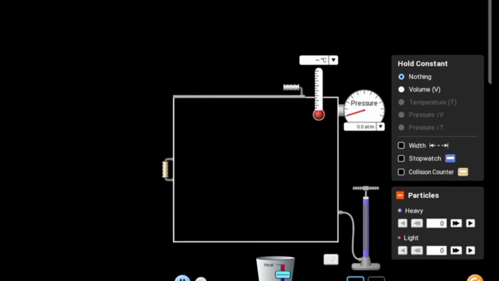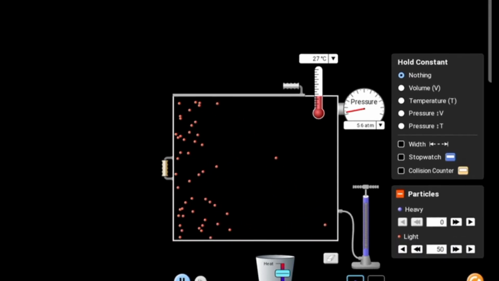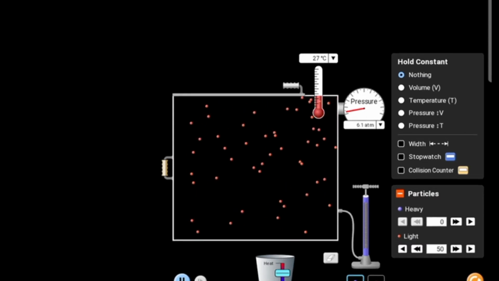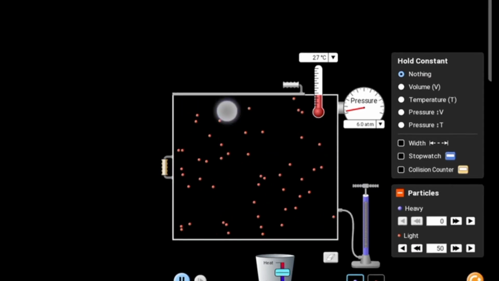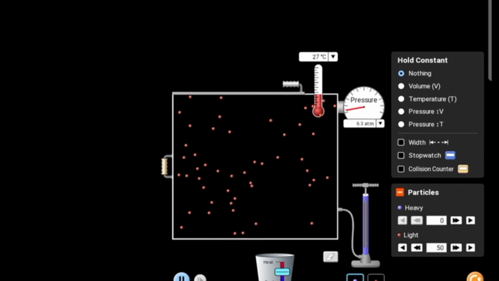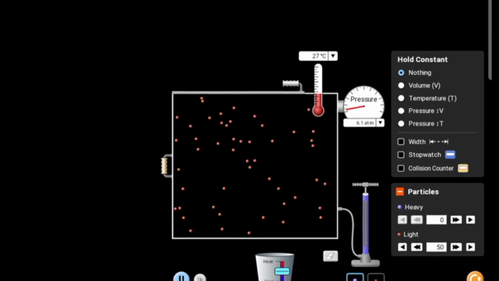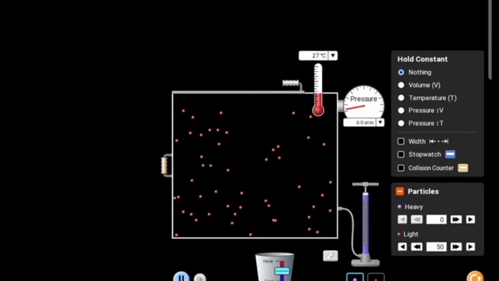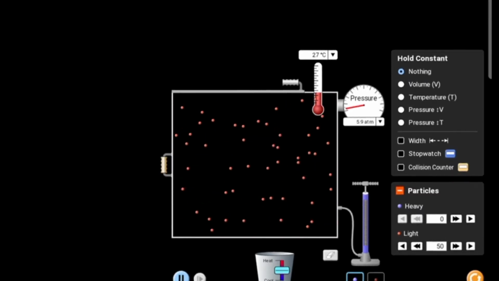We can choose either one. So for me, I will choose the light particles. Okay, and add 50. Now we just need to observe the movement of the particles. As you can see here, at room temperature, the particles are moving and bumping at the wall.